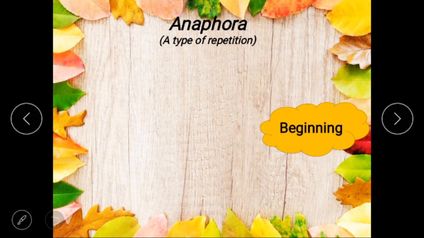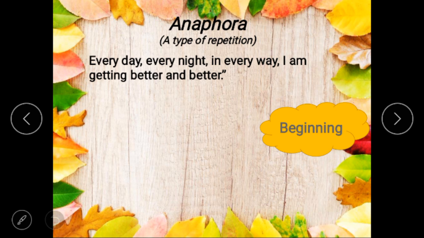Let's see the next one. This is anaphora. It's another type of repetition, and let's see why I've written beginning over here. Every day, every night, in every way, I'm getting better and better. Now you'll see that there is one word which is being repeated again and again, and that too in the beginning. Every day, every night, in every way. It's being repeated in the beginning. Now this is why I've written beginning over here.